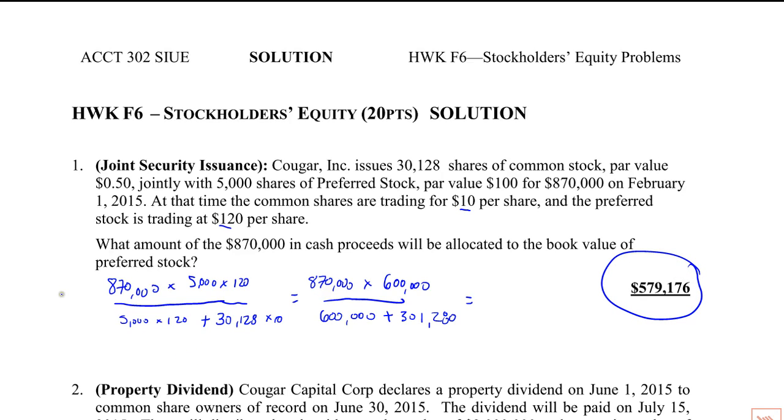How do you get those? This is the preferred stock book value. Common stock book value, just to throw it up there for you. You don't have to go through the ratio because you already allocated one. So 870,000 minus 579,176 is 290,824. Okay, if you were asked for the common stock book value.